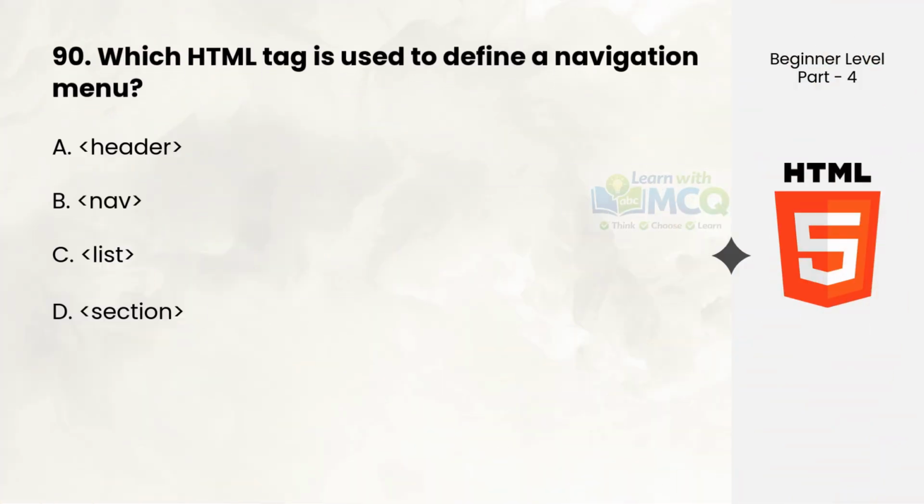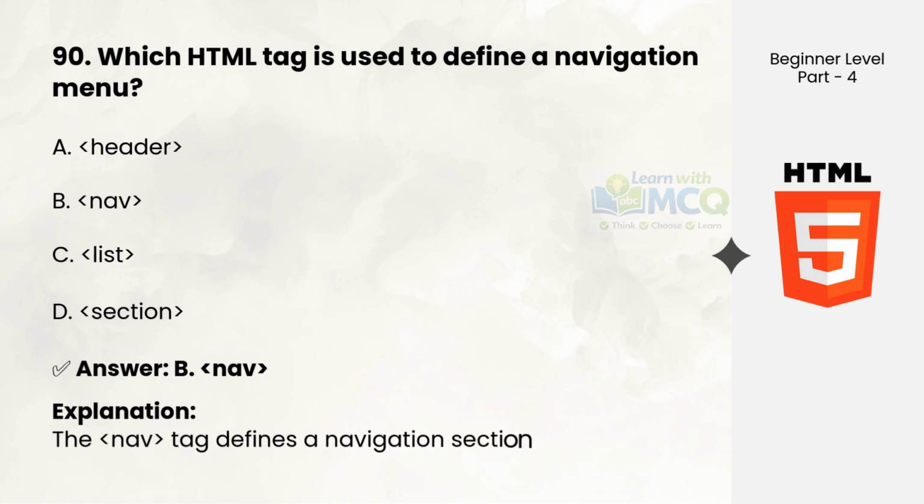Question 90. Which HTML tag is used to define a navigation menu? Options are: A. Header. B. Nav. C. List. D. Section. The correct answer is B. The nav tag defines a navigation section that contains links.